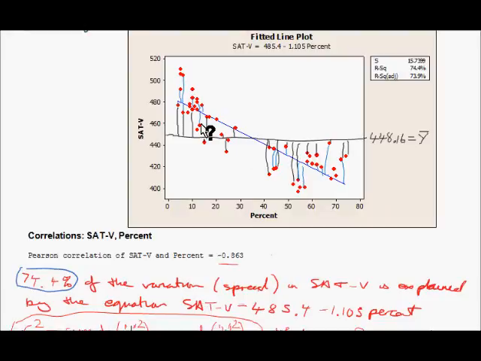It finds that best blue line, the blue line that makes the sum of those residuals squared, those blue line distances squared, as small as possible, which is the same thing as making r squared as big as possible. The percent of the variation in the y's explained by the model, the r squared, as big as possible.